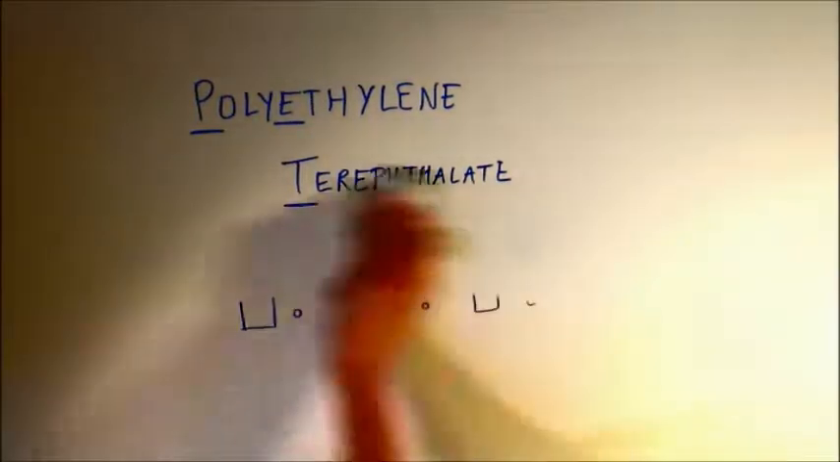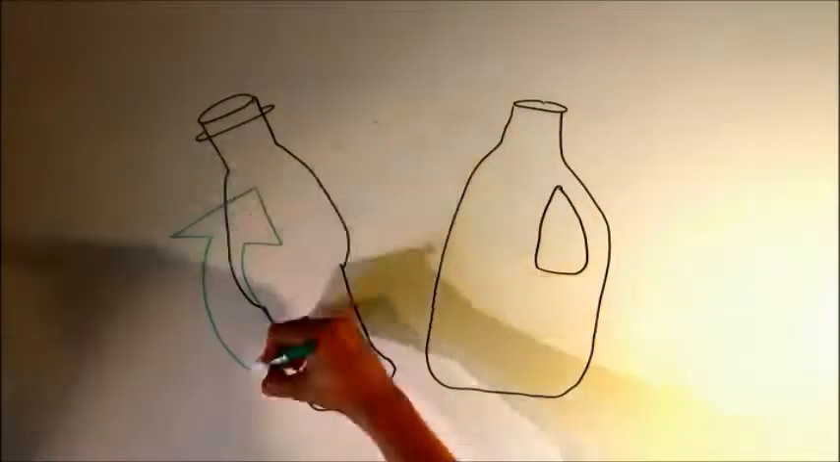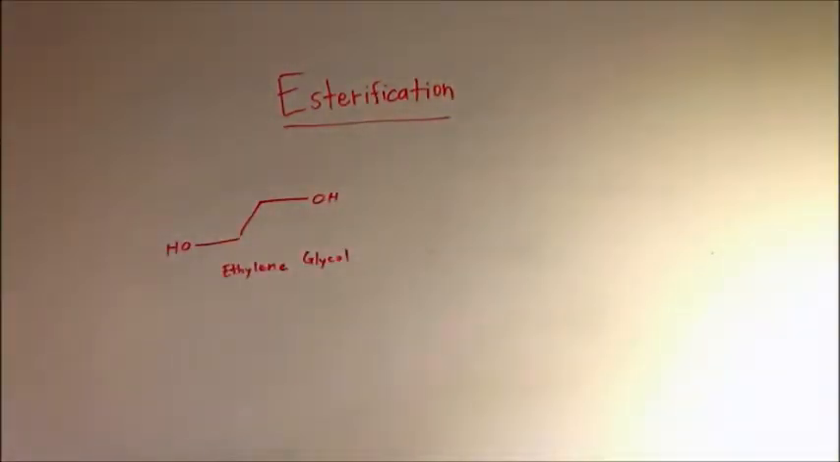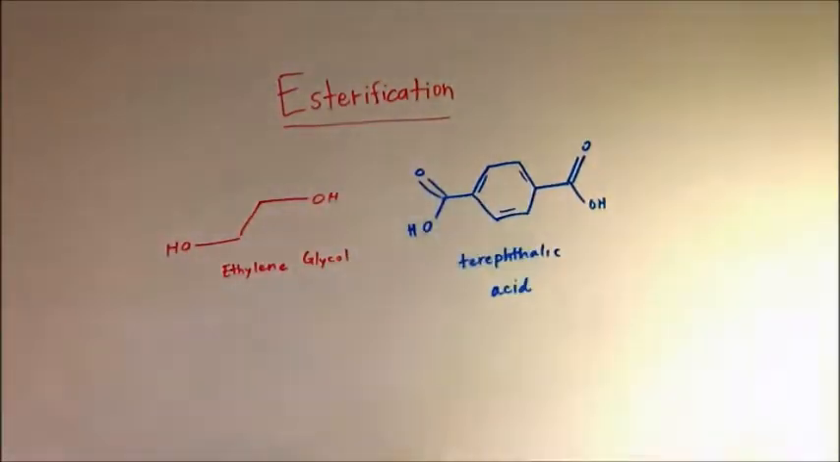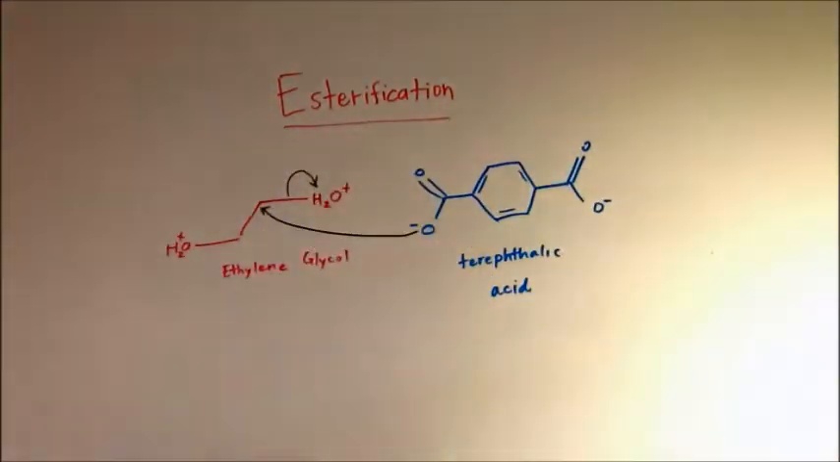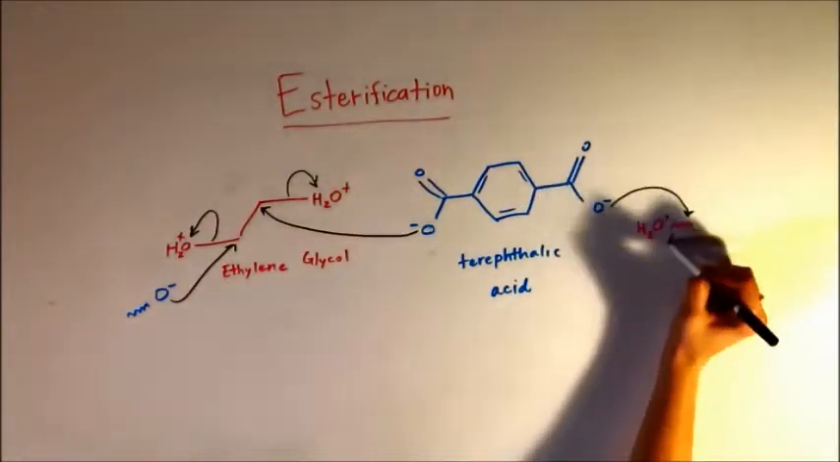Polyethylene terephthalate, commonly known as PET, is one of the most widely used plastics in the food packaging industry. It is also the most easily recycled plastic in the world. PET is synthesized in a process called esterification. Its monomers, ethylene glycol and terephthalic acid, combine in the process of electrophilic substitution.